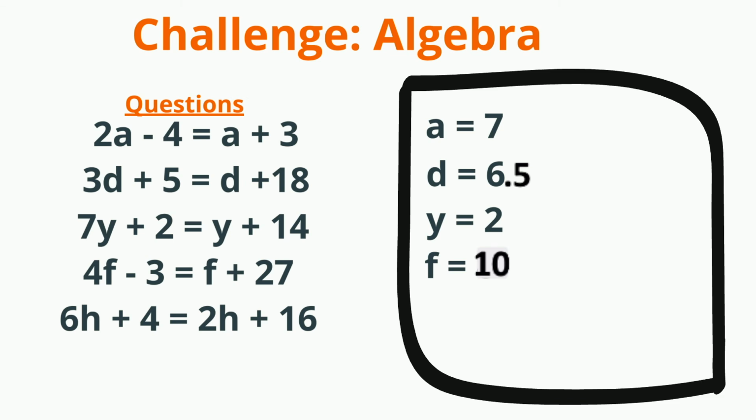6h plus 4 equals 2h plus 16. Let's take plus 4, move it across to the right hand side, it's going to be minus 4. And we will take our 2h and move it across to the left hand side, it's going to become minus 2h. Our new equation is 6h minus 2h equals 16 minus 4. Simplify that, we should have 4h equals 12. If 4h equals 12, then h equals 3. So our answer is h equals 3.